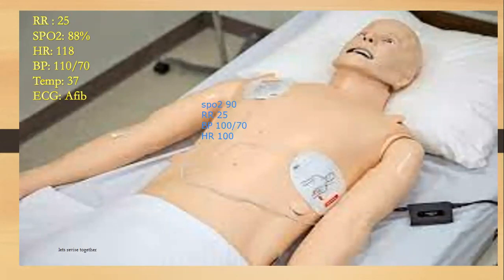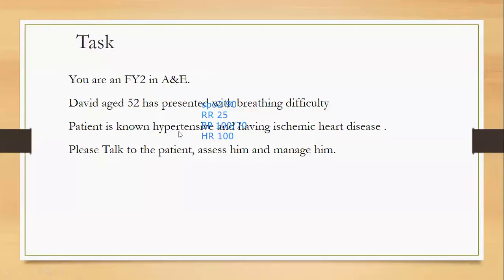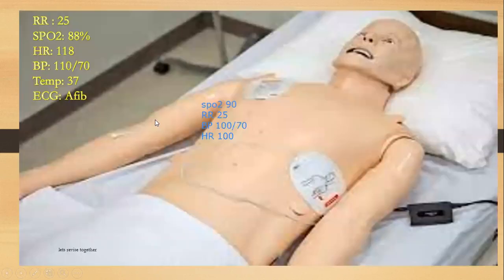If he says yes, then you can ask a little bit about shortness of breath. No need to go into so much detail. Just try to get a little bit of history. You have some clues in your task as well, that this patient is hypertensive and has ischemic heart disease. Keep these things in your mind. If your patient is not talking to you, the case is very simple. What will you do here? You will start doing your A to E approach.